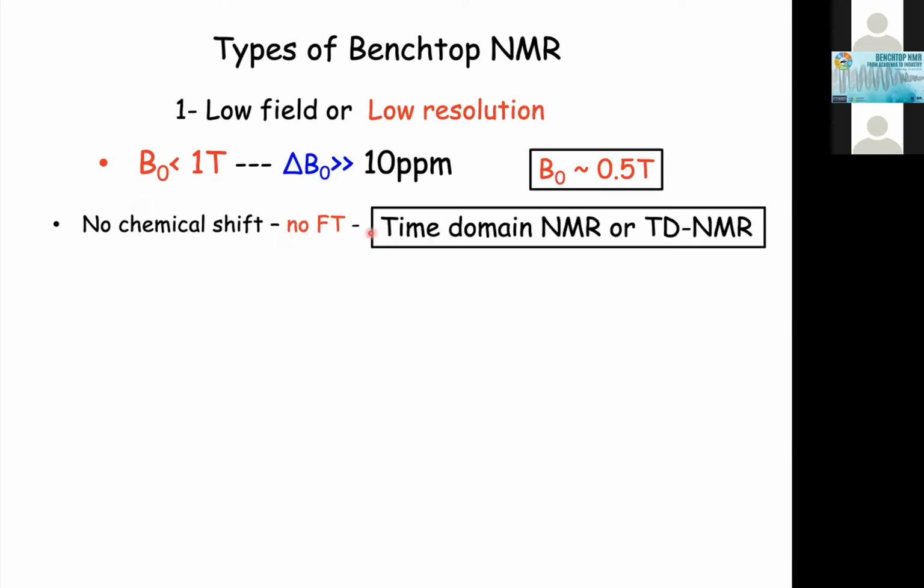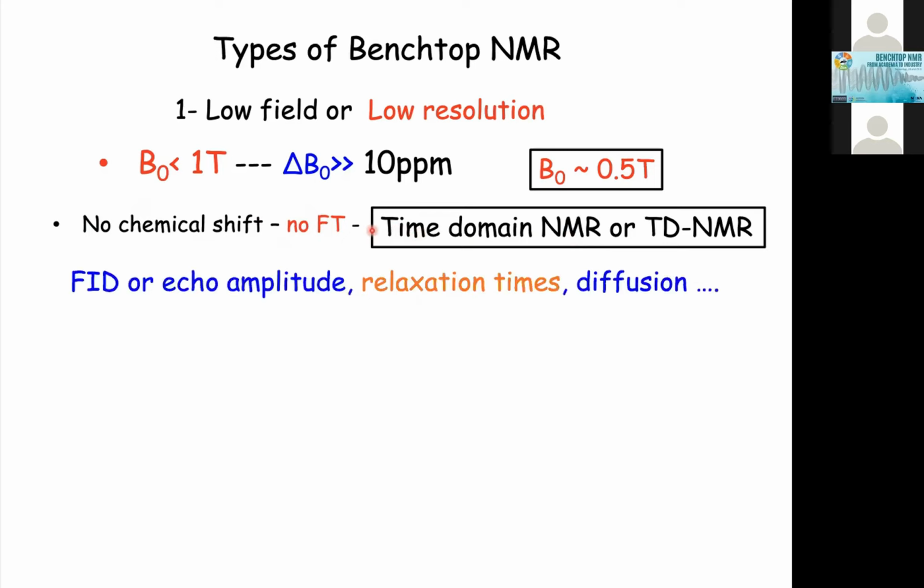okay? And that's why sometimes we call it time domain NMR, because we do the analysis of the signal in the time domain, not in the frequency domain like we normally do. What we do, as Thiago already said, is measure, for example, the amplitude of the FID, the amplitude of the echo, relaxation time, diffusion, and several other parameters we can measure with that.